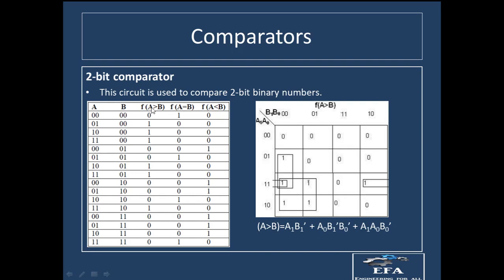So outputs will be A greater than B, or A equal to B, or A less than B, right? So we just need to compare both the bits. You can see over here that we are having 0 0 at A and 0 0 at B. So both the inputs are 0, both the inputs are equal. Therefore we have to put 1 at A equal to B. Rest both the outputs will be equal to 0.